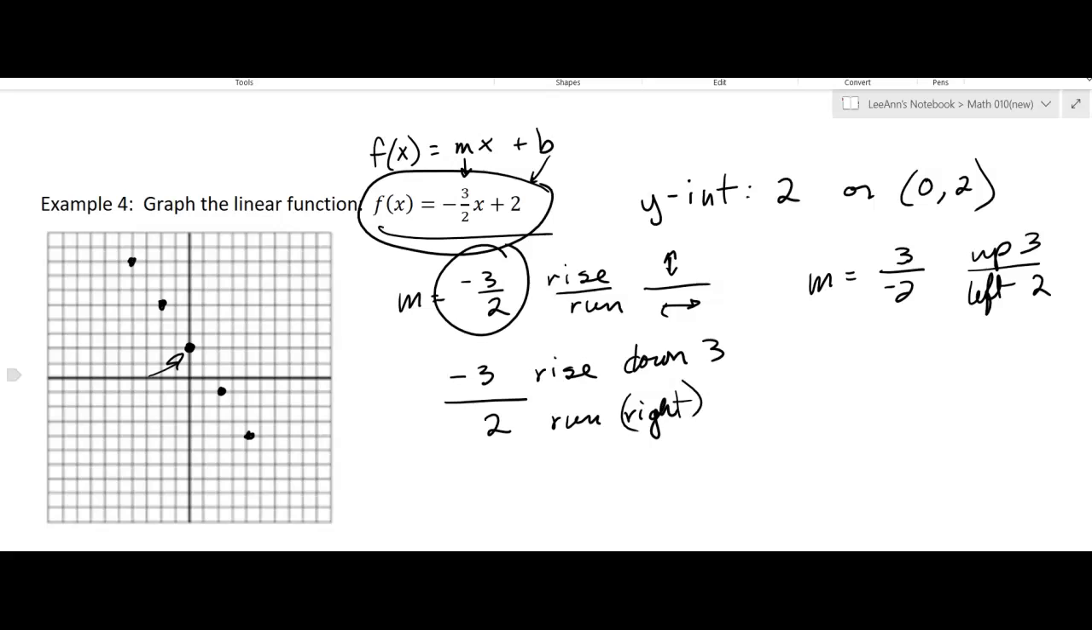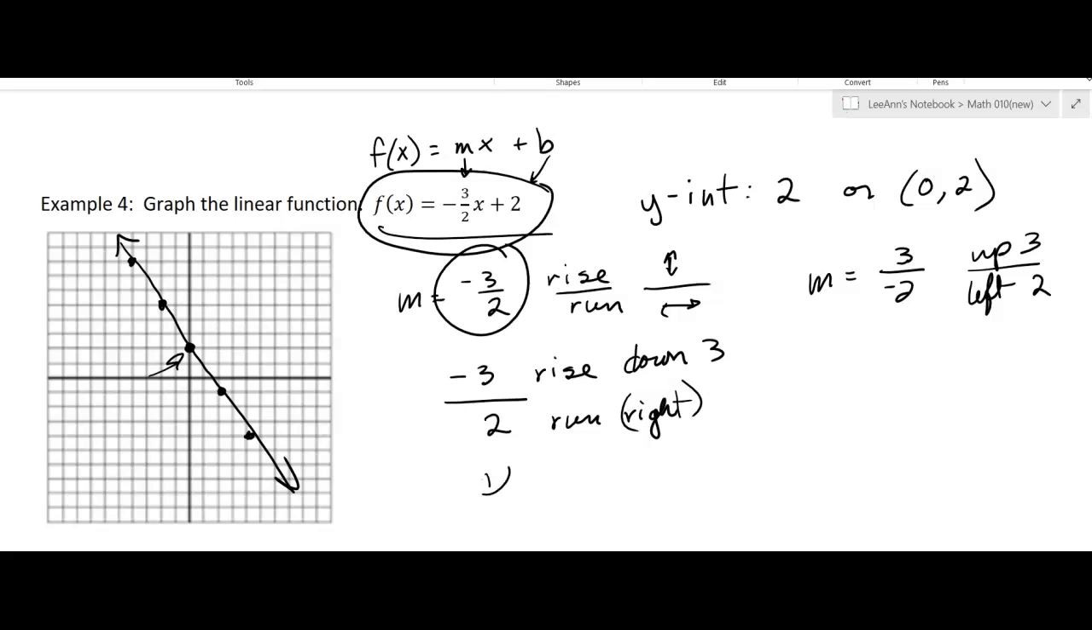Does that line have a negative slope? Yes. I highly recommend checking that. So if you're supposed to have a negative slope, your line better be going downhill. Okay. That's how you graph using the slope and the y-intercept.